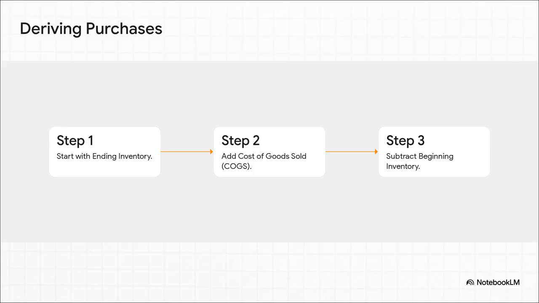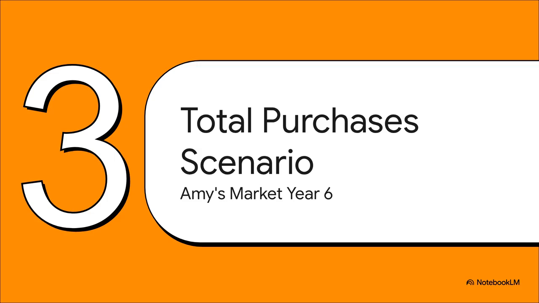You know, cost of goods sold is the cost of what left the warehouse, right? But to figure out what we actually owe our suppliers for, we need to know what entered the warehouse. Make sense? Let's put this into practice with Section 3, Scenario, calculating total purchases.